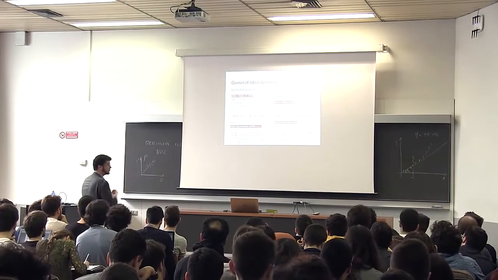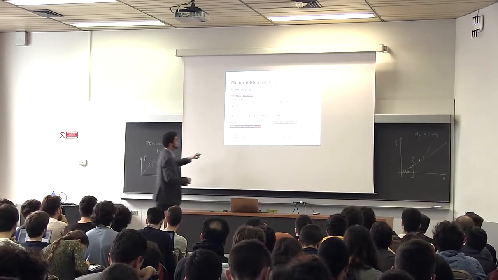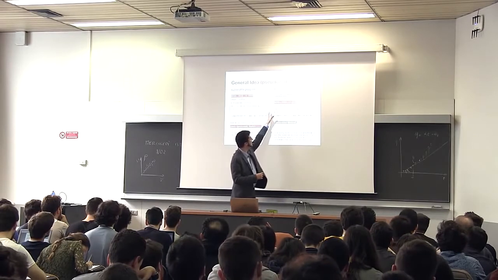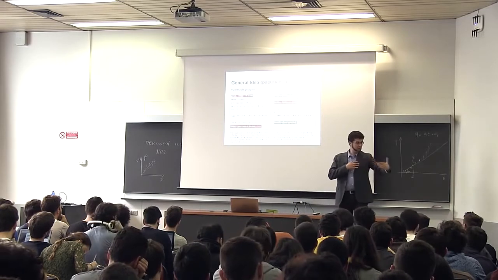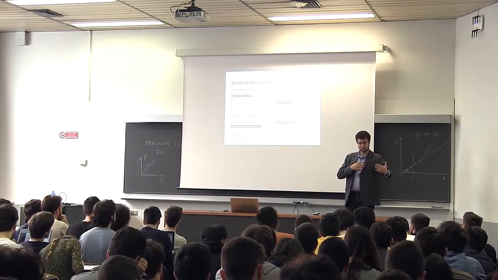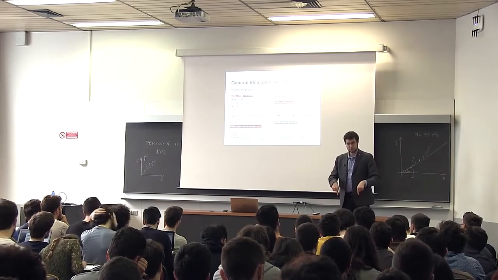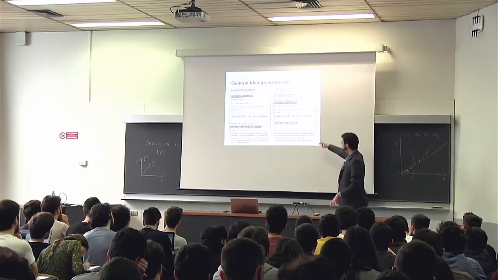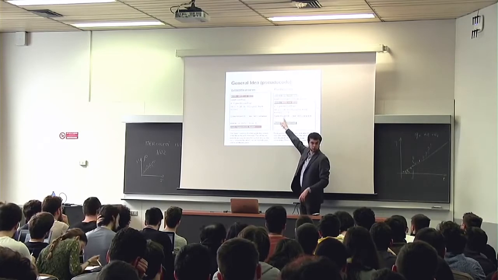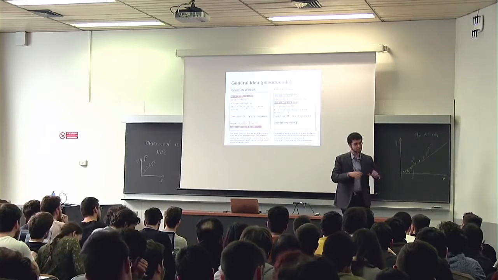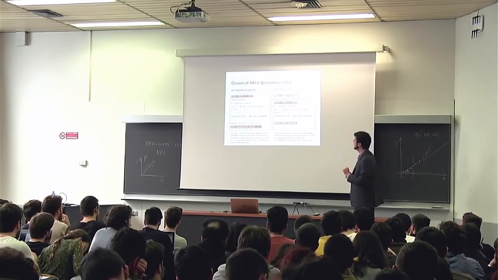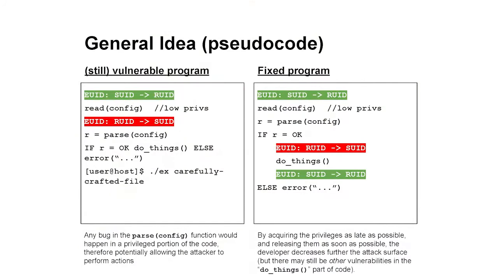How do we solve this vulnerability? How do we fix the program? We basically put the effective user ID of the program at the level of the real user ID. So we don't have the privileges. We read the configuration file. Then we do the things. Before doing the things, we get the saved user ID, so the higher privileges that we need in order to do the things. Now, if we do it this way, what is going to happen if Stefano runs the executable?